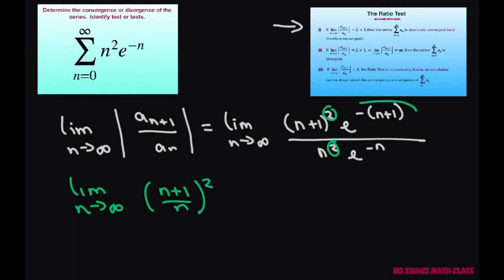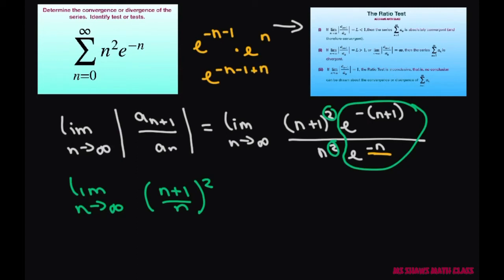Now let's look at this piece right here. This is really, now I'm going to write it out, e to the power of negative n minus 1 times e to the power of negative n, so now it's going to be plus n. So this is going to end up being e to the power of negative n minus 1 plus n. The n's cancel out, so we get e to the power of negative 1.